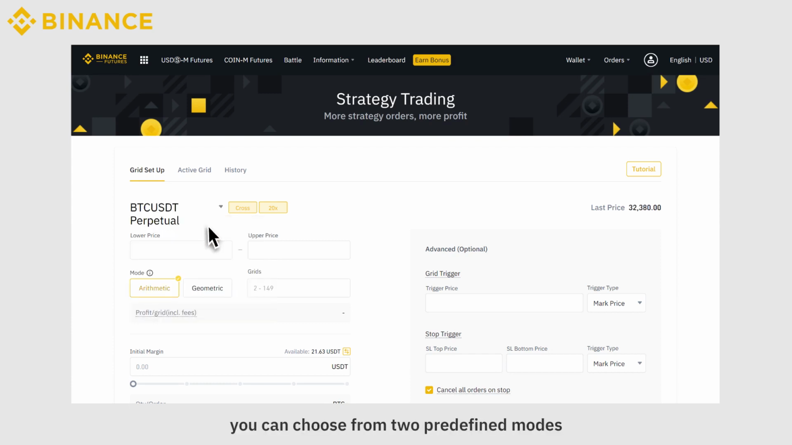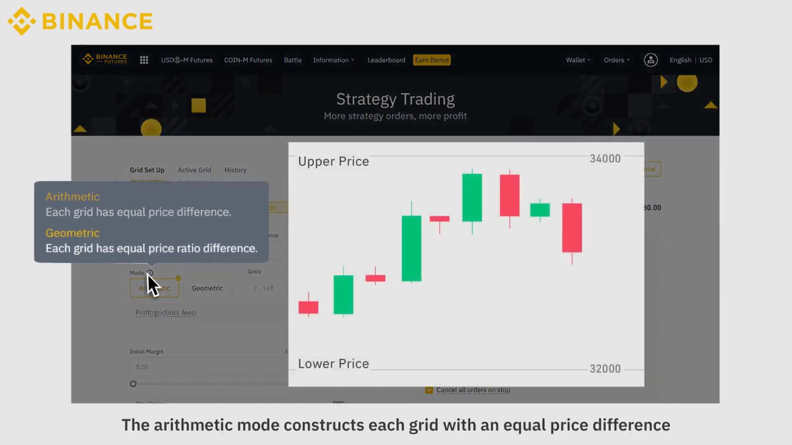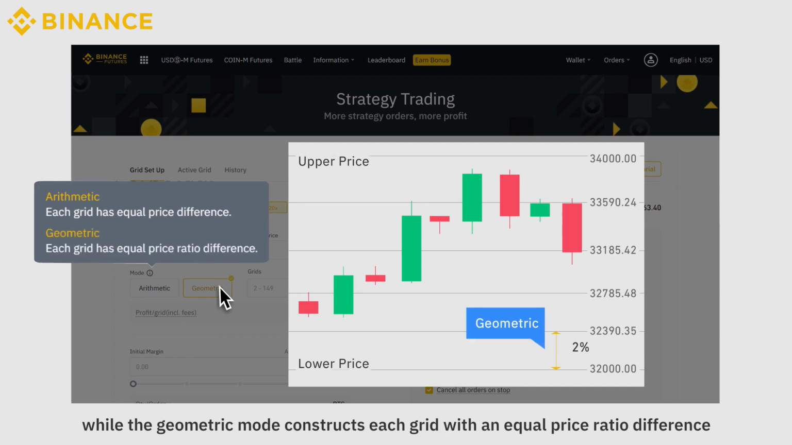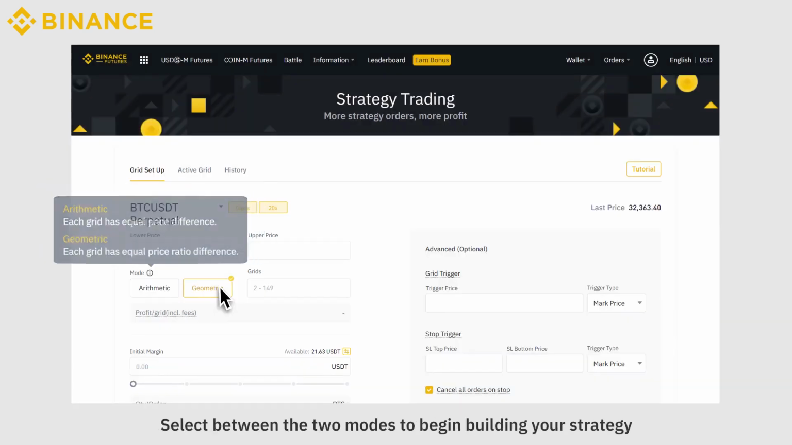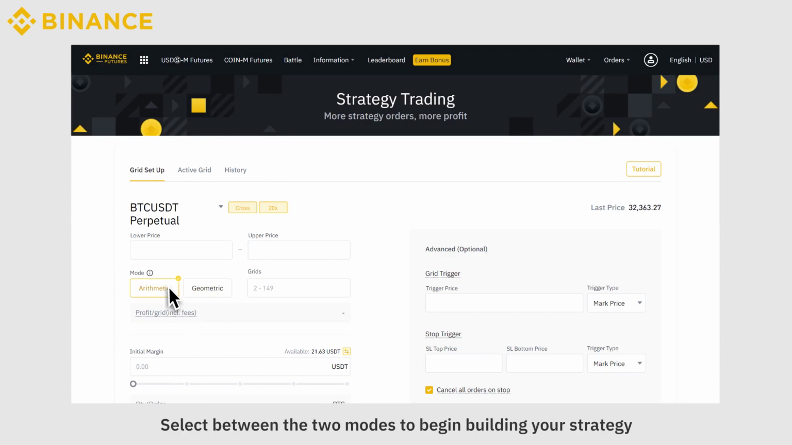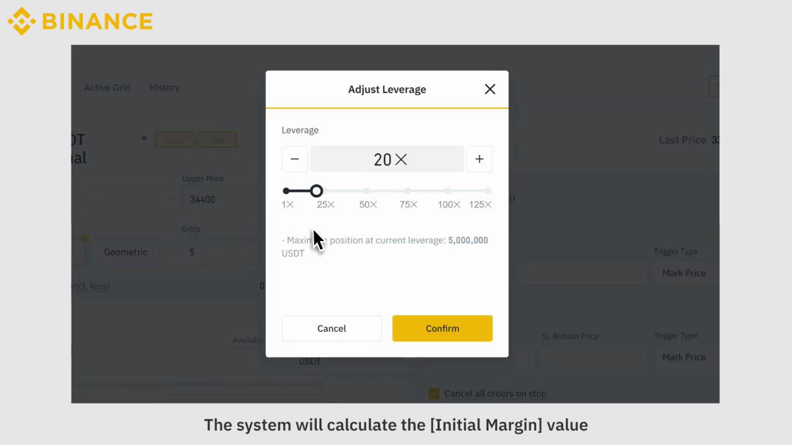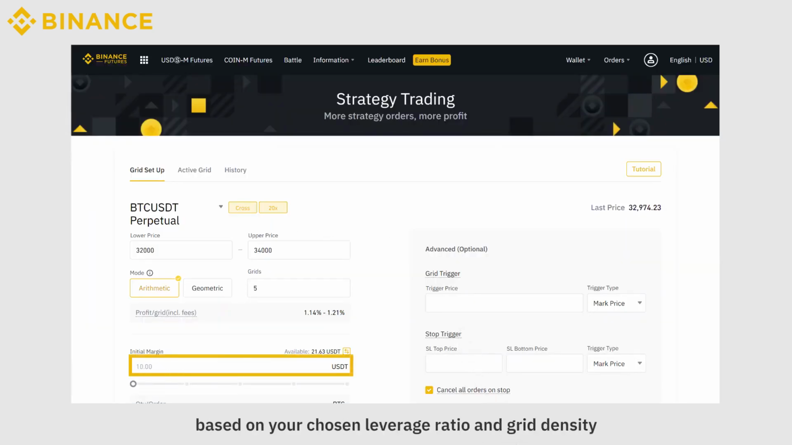To begin, you can choose from two predefined modes. The arithmetic mode constructs each grid with an equal price difference, while the geometric mode constructs each grid with an equal price ratio difference. Select between the two modes to begin building your strategy. Next, set the number of grids and enter the lower and upper price range. The system will calculate the initial margin value based on your chosen leverage ratio and grid density.